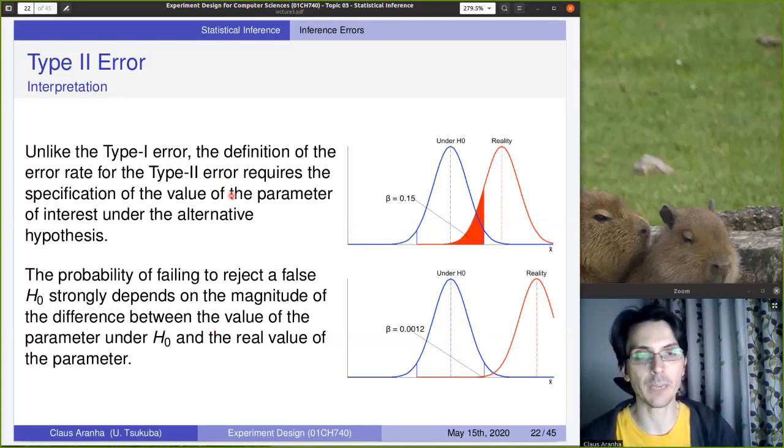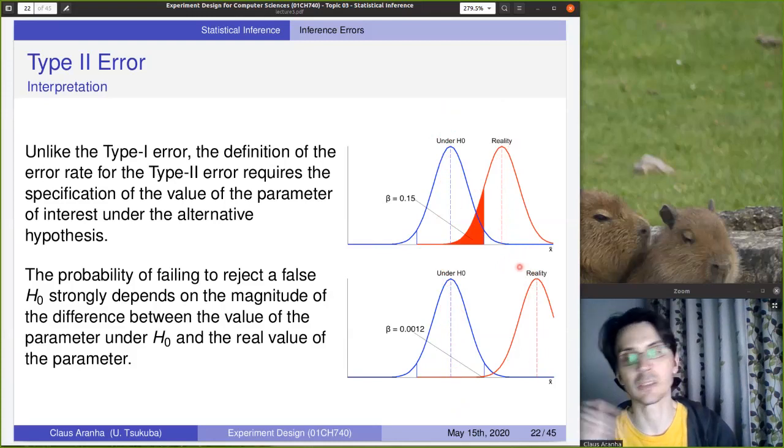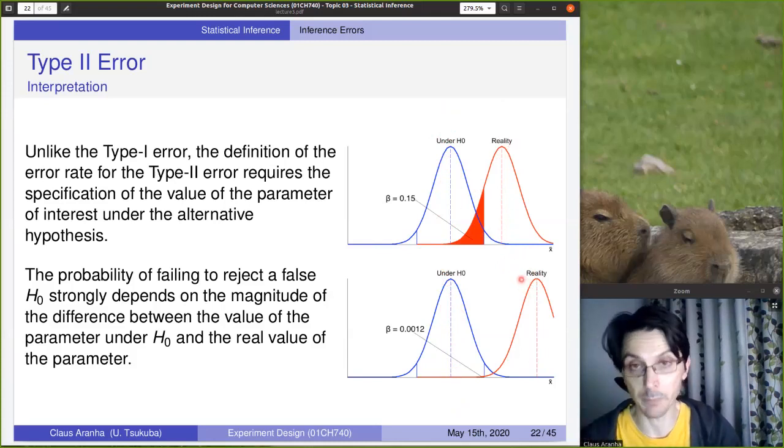If the null hypothesis is false, which hypothesis is true? We don't know. We just know that the null hypothesis is false. So the type 2 error depends on the real value of the mean that we don't know. For the null hypothesis, we define which value we know. But for the alternate hypothesis, we don't know what the true value is. We just know that it's not the null hypothesis.